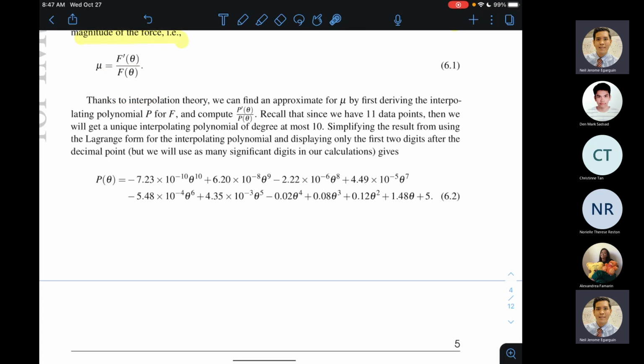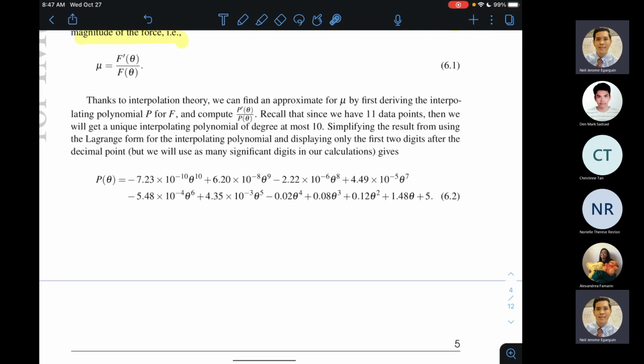Because again, formula 6.1 requires not only the function capital F but also its derivative. The nice thing about polynomial interpolation is that it gives us a polynomial whose derivative is again a polynomial, which is easily computed and more computer friendly. So if I use this P, I just replace capital F by this interpolating polynomial P, and then I will have a rough estimate for the coefficient of friction.